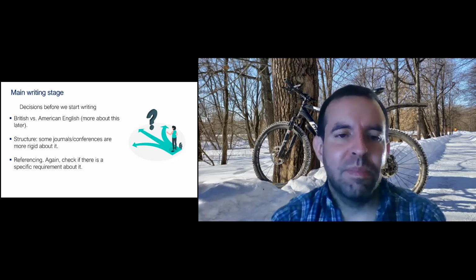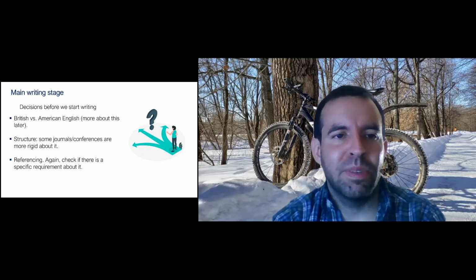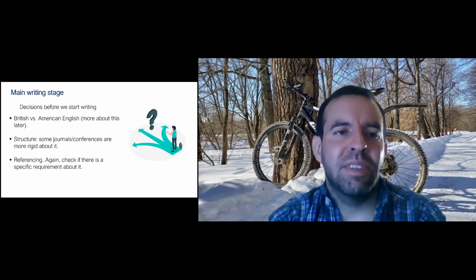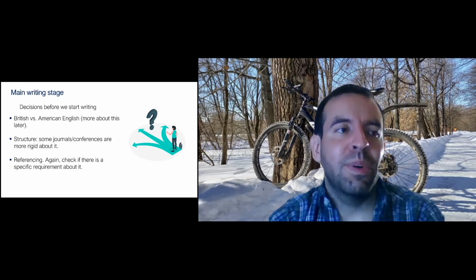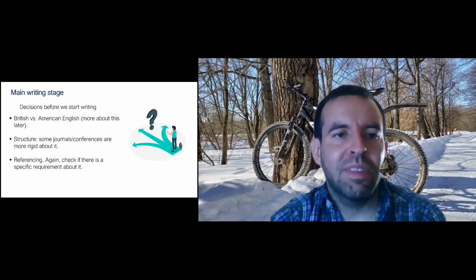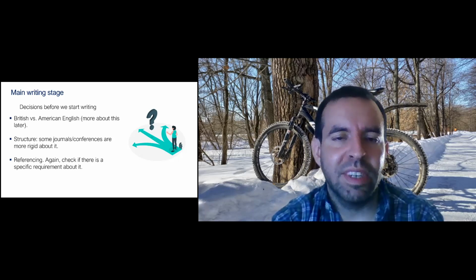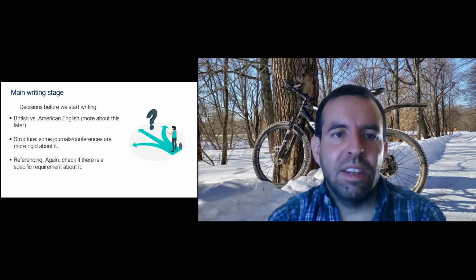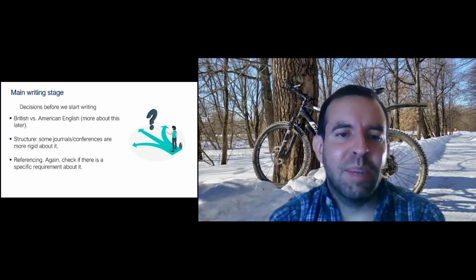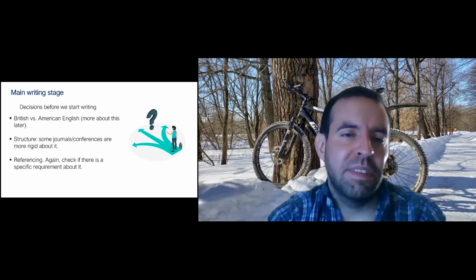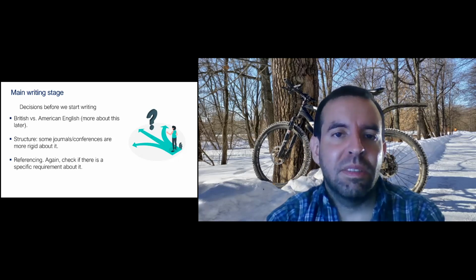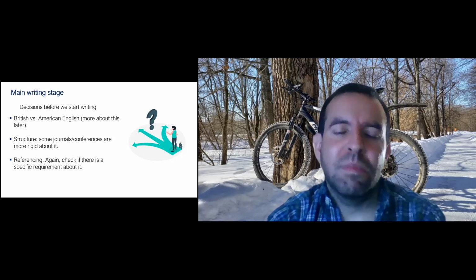So for example, if you have a very clear idea of the journal to which you want to submit your paper, then I think it's totally worth going to the journal, seeing the guidelines, and seeing whether they have a specific requirement about, for example, British versus American English, which is something I will discuss a bit more later. There are some journals that have specific requirements, so if you have a very specific journal in mind, go and check.